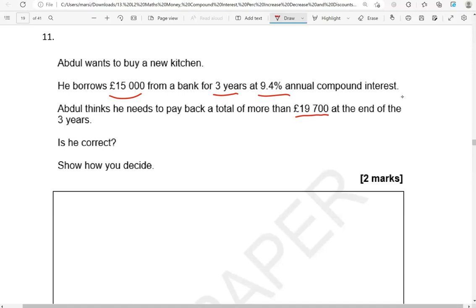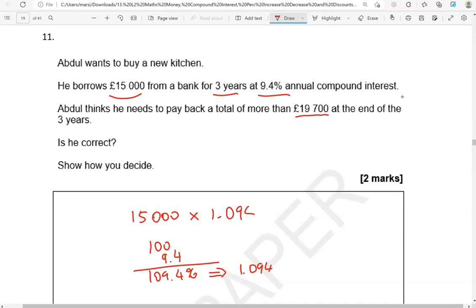So, the amount invested, or borrowed in this particular case, 15,000 times 1 point. So that's the 100%, add the 9.4% gives us 109.4%. Dividing this by 100 gives us 1.094 as a decimal. So that's what I'm going to plug in here, to the power of 3 because it's 3 years.